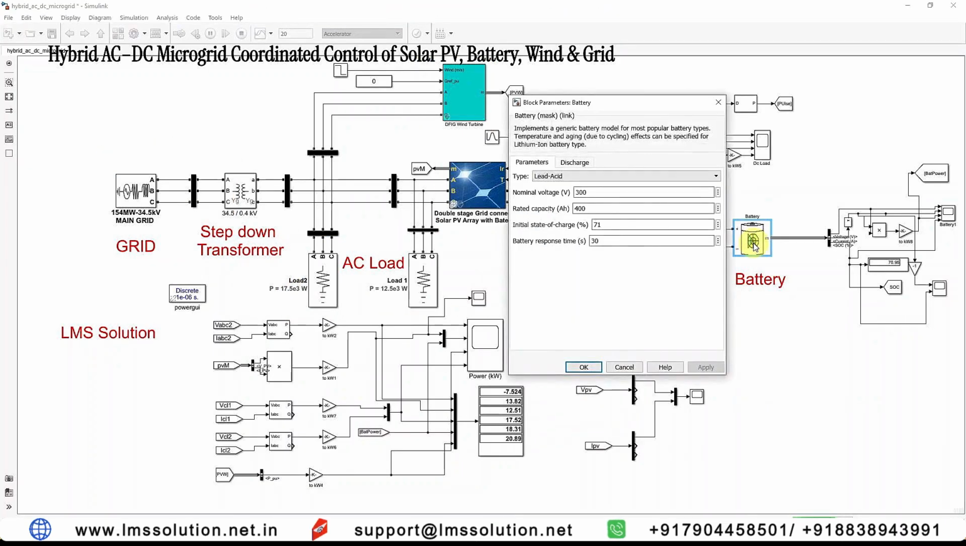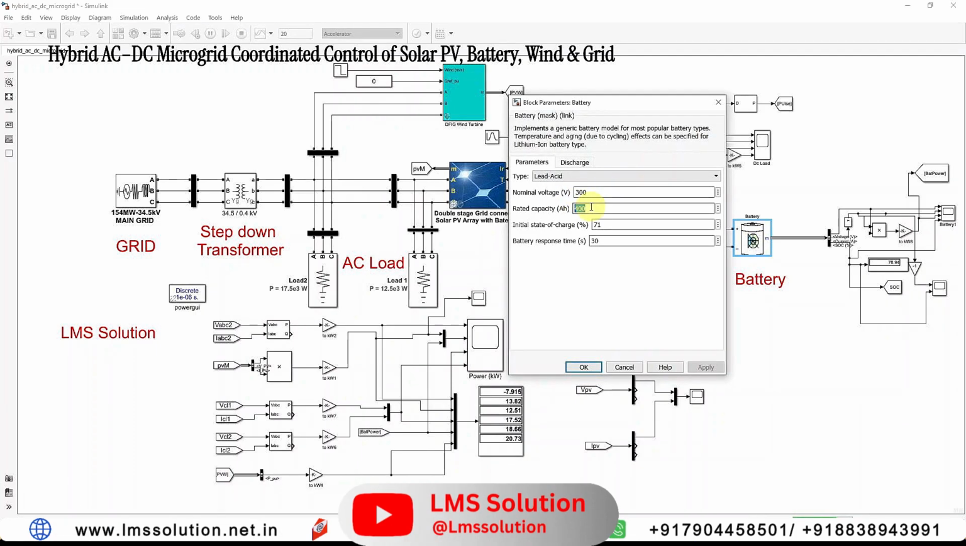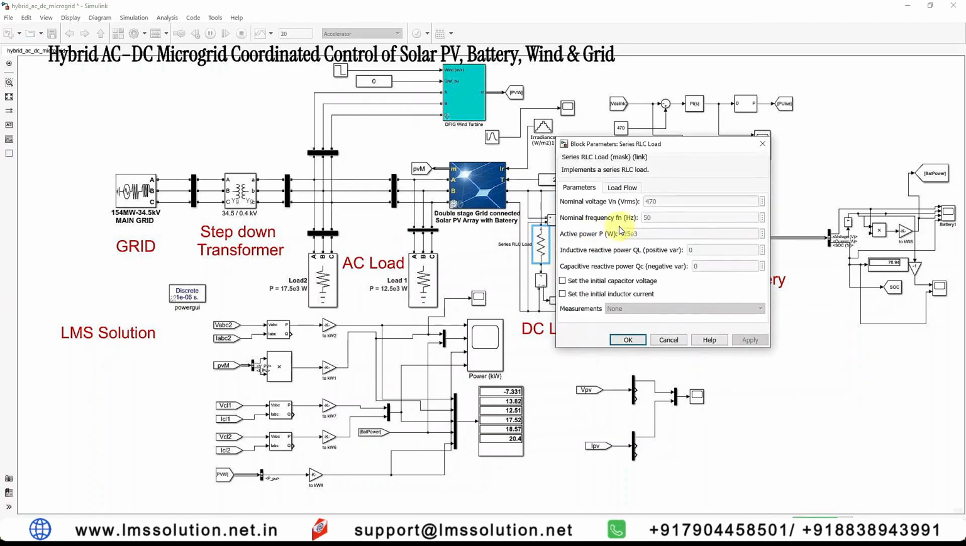First we consider the battery. The battery nominal voltage here is considered as 300 volts, the rated capacity of the battery is 400 Ah, and the state of charge of my battery is 71%. And here you can see the DC load. The DC load power is 15 kilowatts. We consider only a resistive load, just active power. Active power is 15 kilowatts.